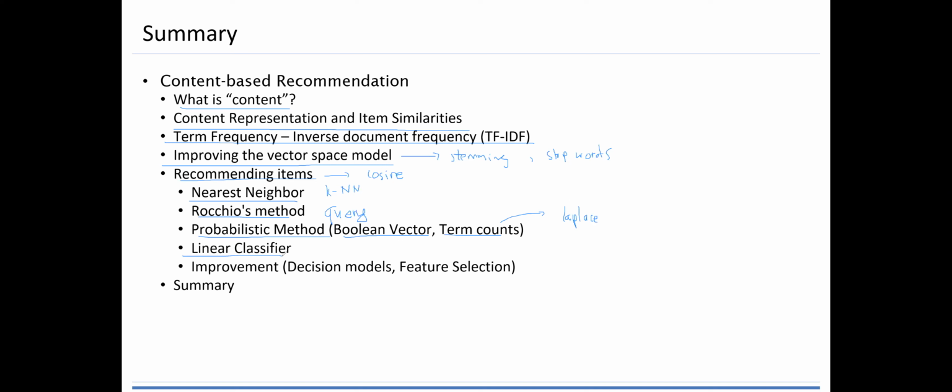The linear classifier, and we also learn some models like the decision tree and how we can use the chi-square as the feature selection. Okay, I think this is all for this chapter.